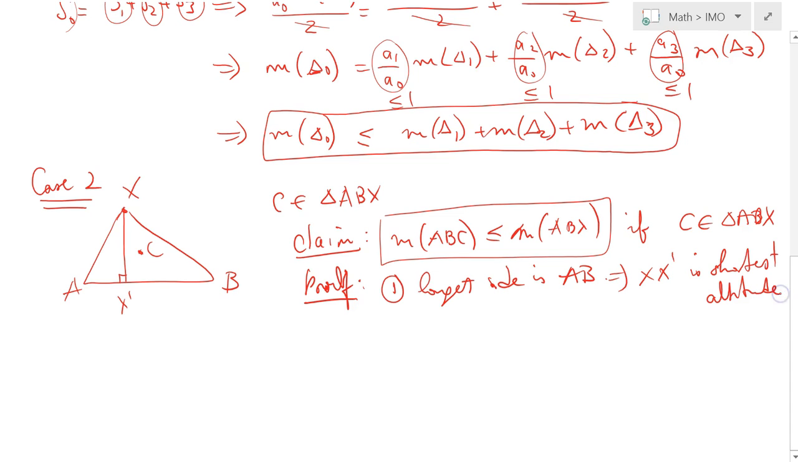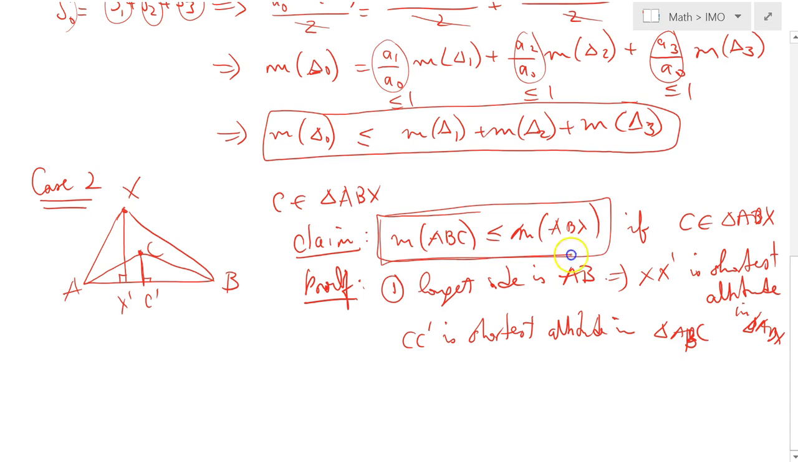In a similar way, if you focus on triangle ABC, automatically in that triangle as well, AB would be the longest side. As a result, CC prime is the shortest altitude in triangle ABC, while X prime was the shortest altitude in triangle ABX. Now the claim asserts that CC prime is less than or equal to XX prime, which is obvious, right? The drawing is clear. So this case was easy.